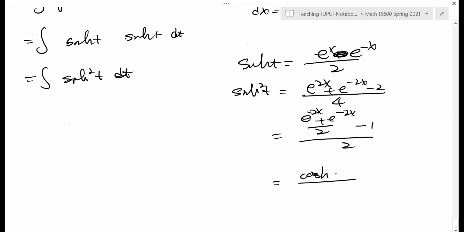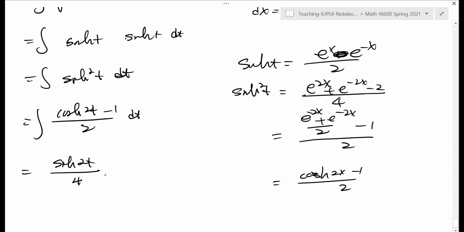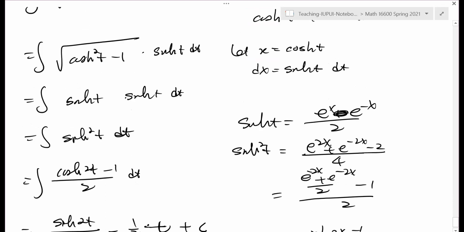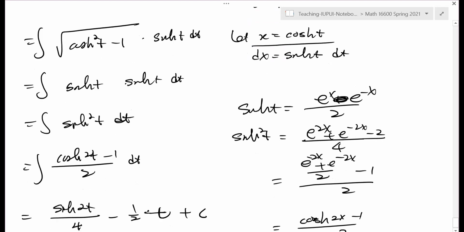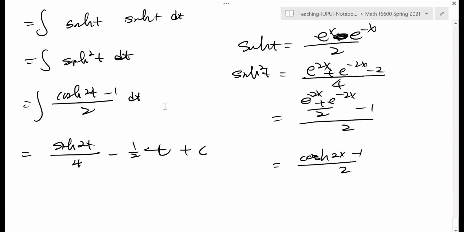It's hyperbolic cosine 2t minus 1, divided by 2. So you change it to this, and then find the antiderivative. The antiderivative is hyperbolic sine 2t divided by 4, minus 1/2 of t, plus a constant. Then from here, you express it in terms of x, because your x is hyperbolic cosine t. So you can solve the problem.